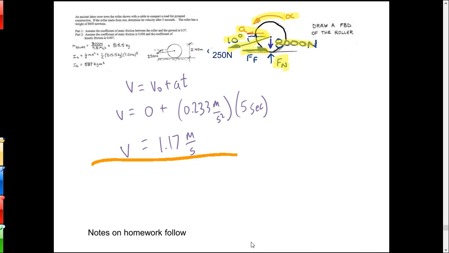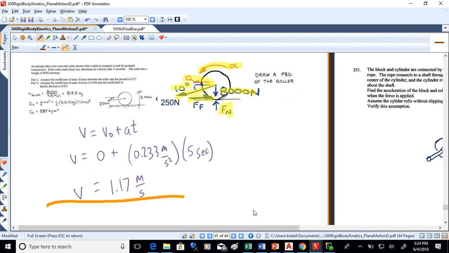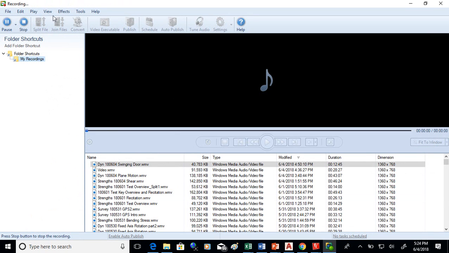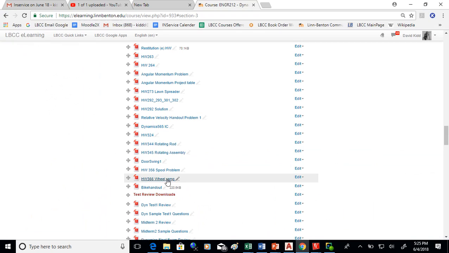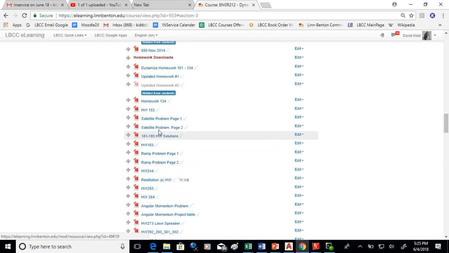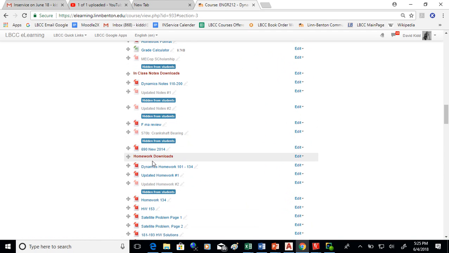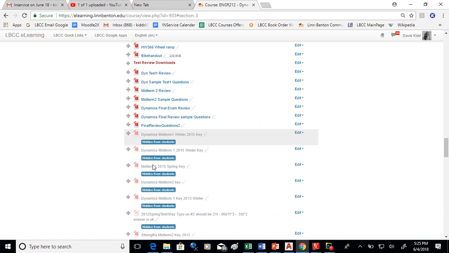All right, now let's have a look here at a handout problem that I'd like to look at. This will help review some of the stuff for the final. All right, so we're going to look at this one right here, door swing 1. It's under the homework downloads. So why don't you download that one? Okay, so it's under the homework downloads. Door swing 1.